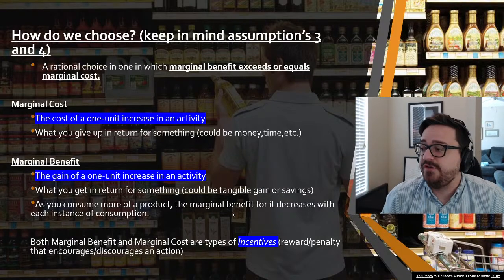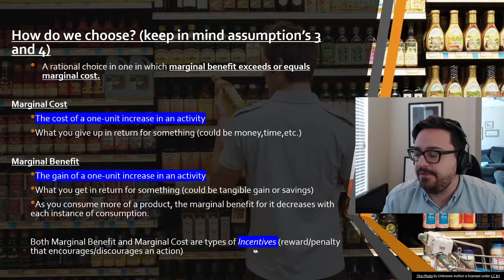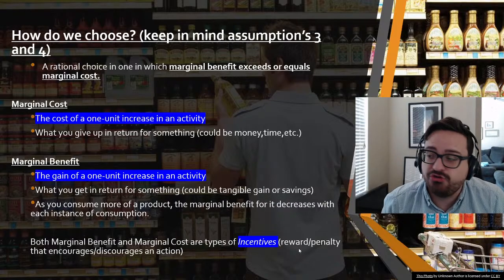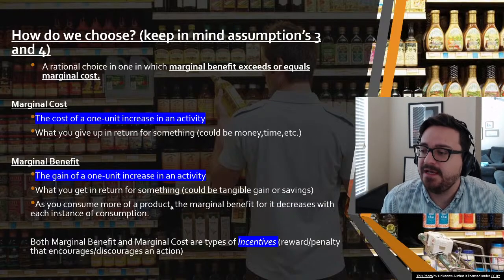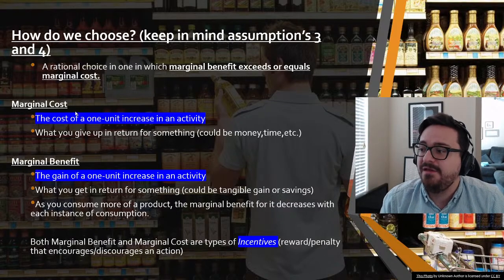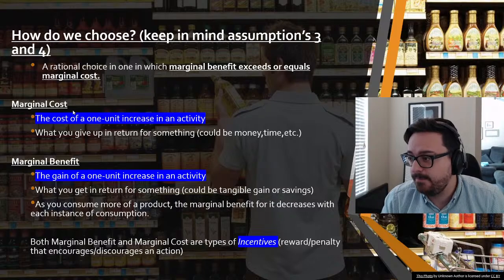Now, if you ever get stuck or confused on how these work, the easiest way I can describe these is that they're incentives. Marginal cost is the penalty for an action. Marginal benefit is the reward. If a scenario is increasing or decreasing the reward for something, it's changing the marginal benefit. If a scenario is increasing or decreasing the penalty for something, that's changing the marginal cost.